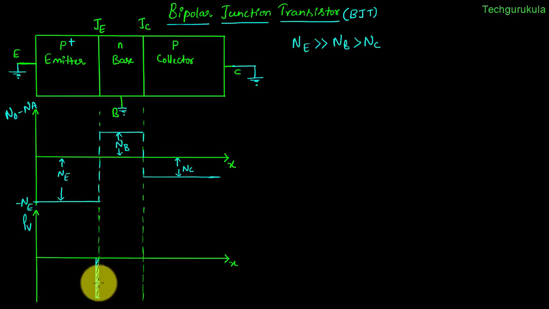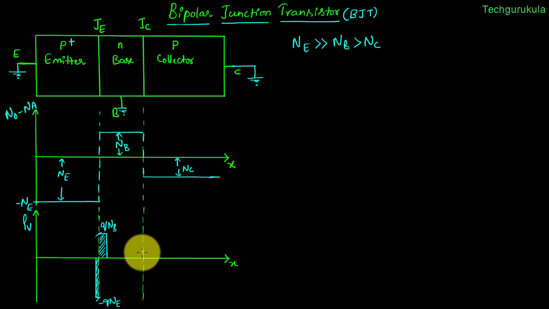This is the depletion region on the p side, where the exposed ions would be negative in nature. And this is in the base. The depletion width would be more, but the area of this one and this one would be equal. This would be Q times NB, and this would be minus Q times NE.